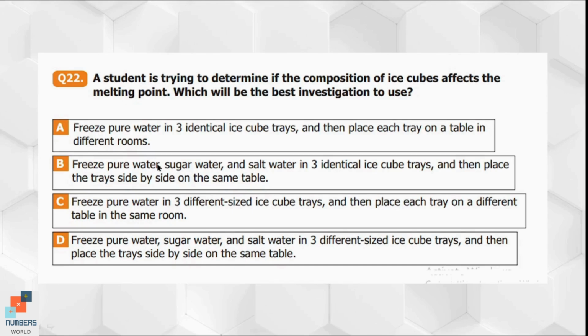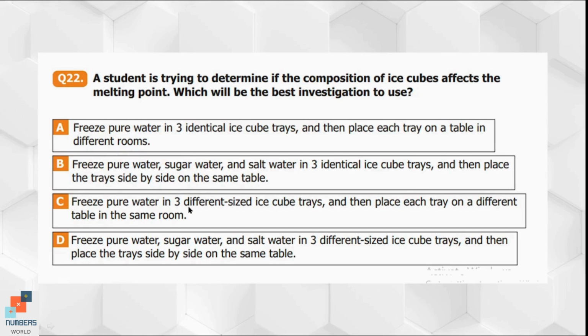Option B, freeze pure water, sugar water, and salt water in three identical ice cube trays and then place the trays side by side on the same table. That can be our correct option because the student wanted to determine the melting point of the ice cube. So he can take three different types of water and keep them in the same condition.